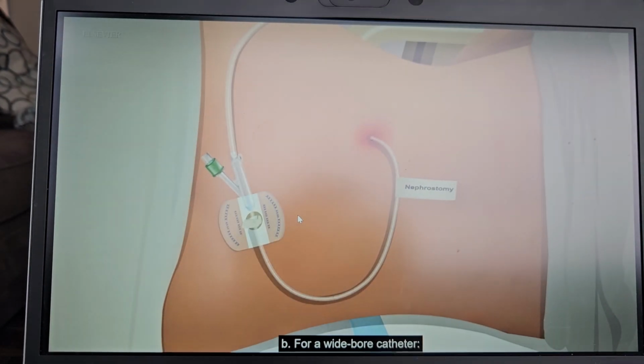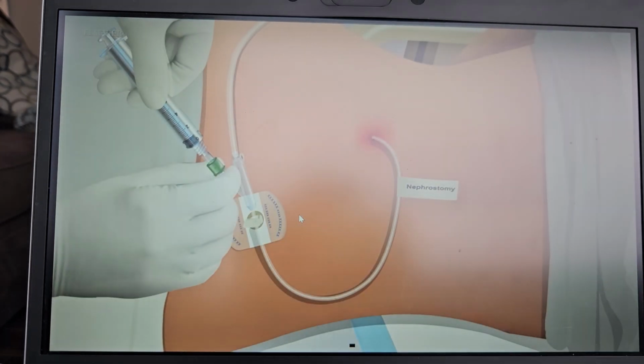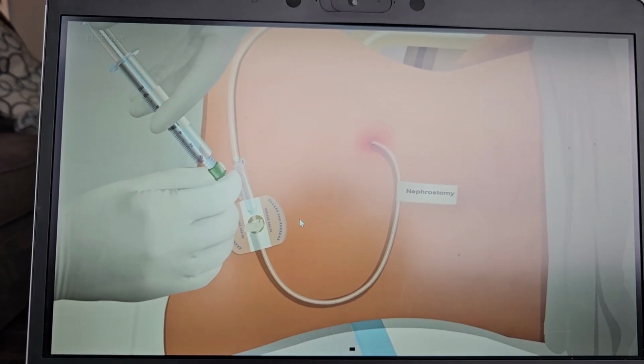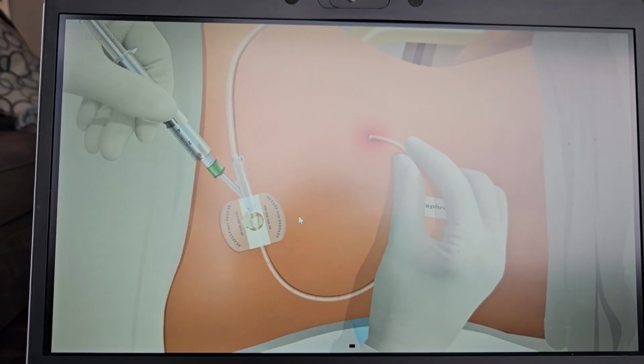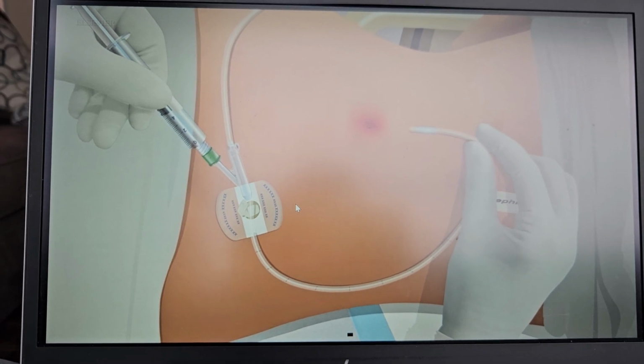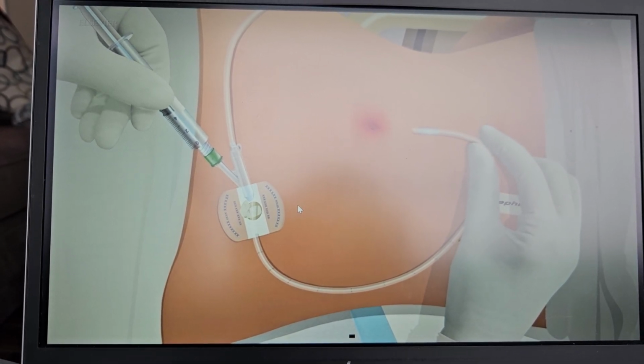For a wide bore catheter, attach a syringe that can accommodate the amount of fluid in the balloon to the tip of the catheter and allow the balloon to deflate. Gently remove the tube until the tip is visible. If there is any resistance during removal, stop the procedure and notify the practitioner.